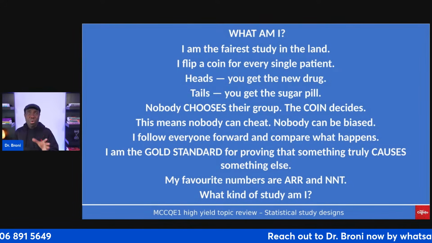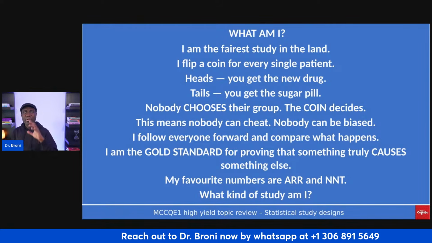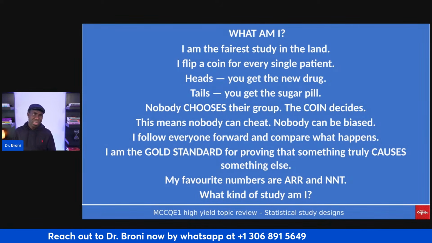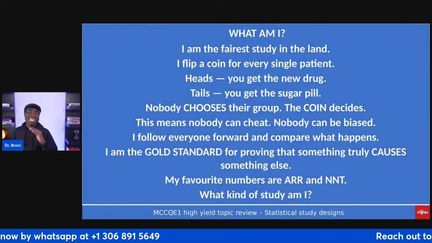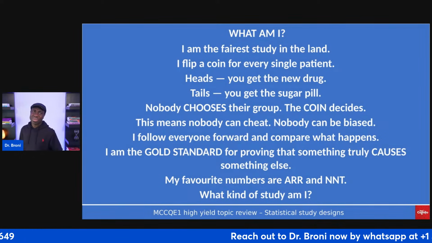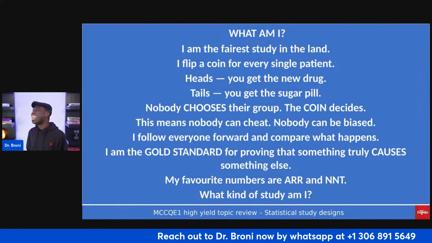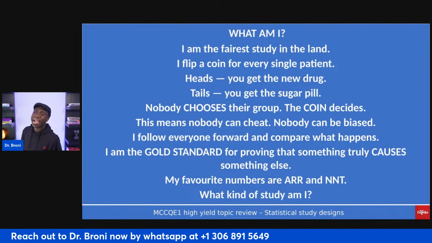This means nobody can cheat. Nobody can be biased. I follow everyone forward and compare what happens. I am the gold standard for proving that something truly causes something else. My favorite numbers are absolute risk reduction, that is ARR, and number needed to treat. What kind of study am I?